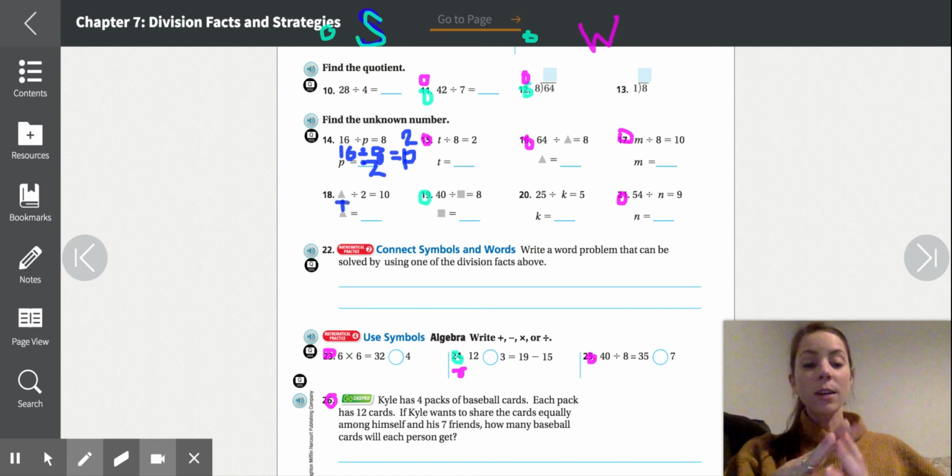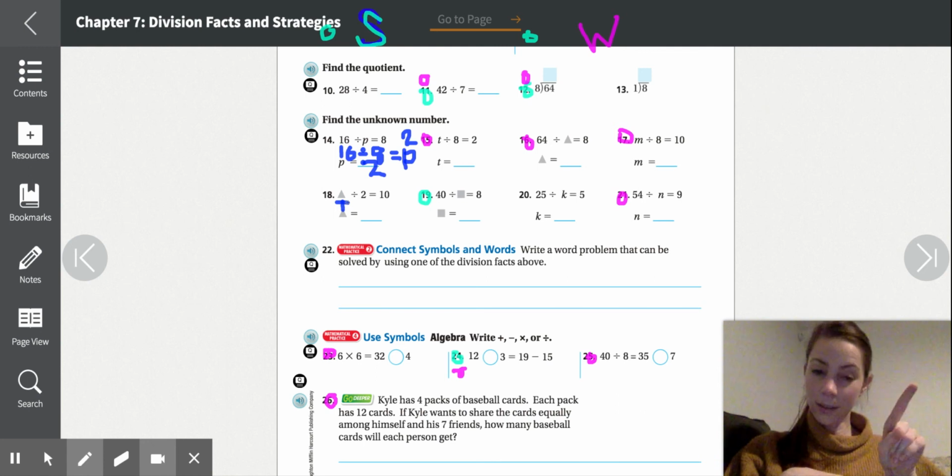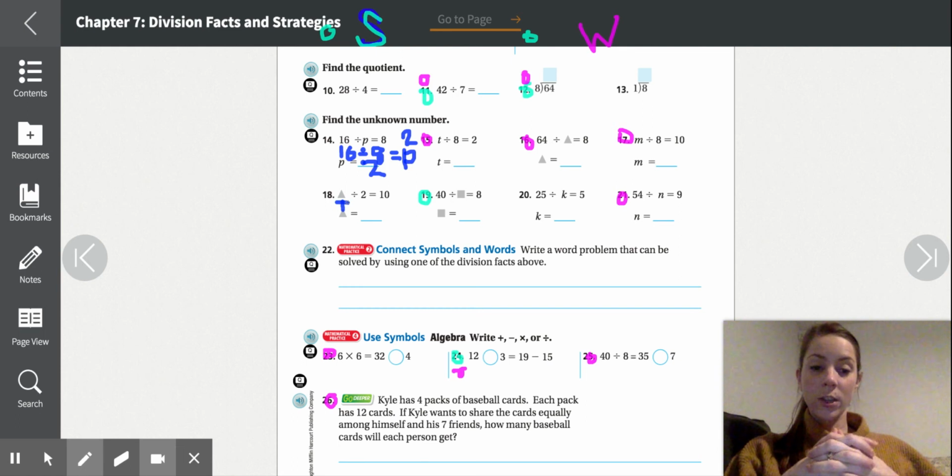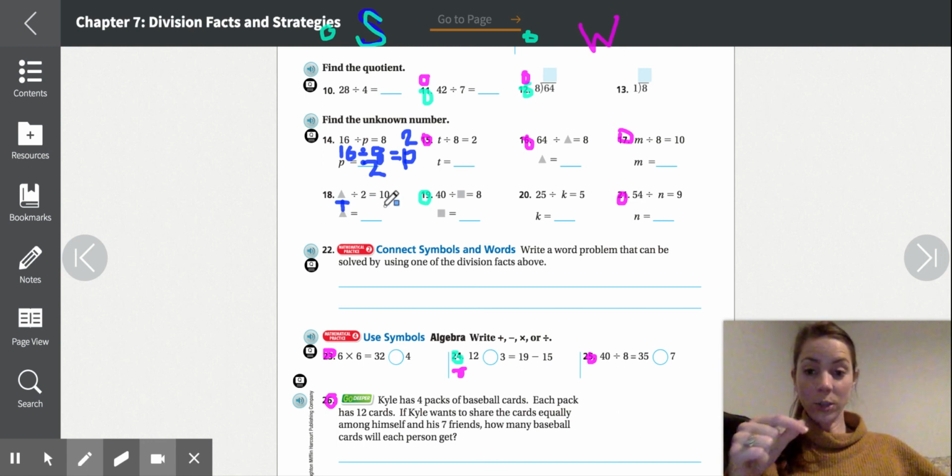So if I need to move this triangle around, and I need to get it at the end, and it really represents the total, what type of equation has the total at the end? Multiplication. So I need to make this backwards. Instead of division, I need to do it as multiplication. So I'm changing it and I'm going to go in reverse. Okay, my triangle is going to be at the end, and my 10 and my 2 are going to be at the beginning. It's going to be multiplication.